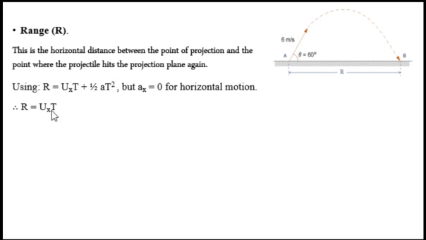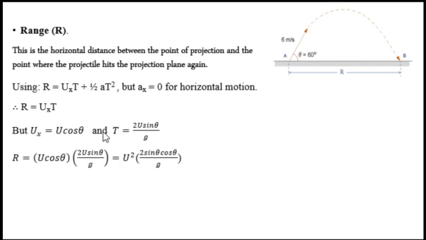Then don't forget my ux is horizontal. I'm using ux because I'm dealing with the horizontal component, and that will be u cos theta. Big T is 2u sin theta over g, that has been derived earlier. Now I have both of these substituted into this equation. That gives R equals u cos theta times 2u sin theta over g, and in that case u times u, I will have u squared times 2 sin theta cos theta all over g.